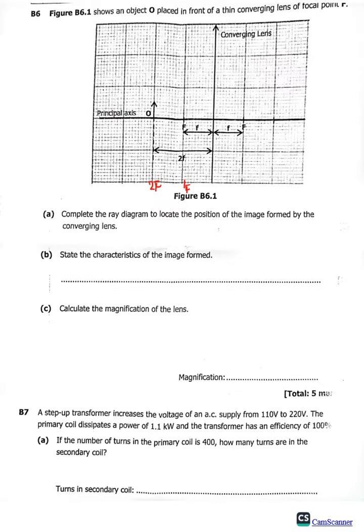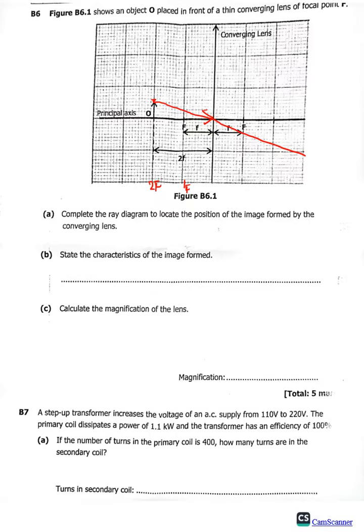Those are the characteristics you need to have in mind as long as you place an object at 2F. Now for us to complete the diagram, we need to draw a line touching this object point, passing through the center. We need to use a ruler. Make sure you use a ruler. I'm just trying my level best. So that is our first step.